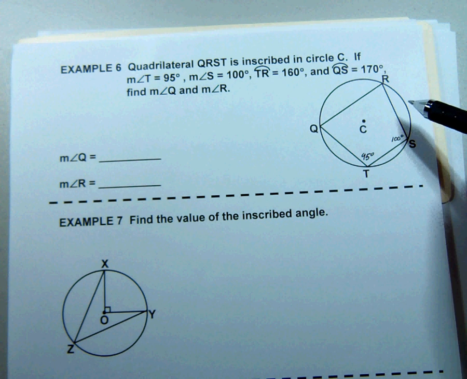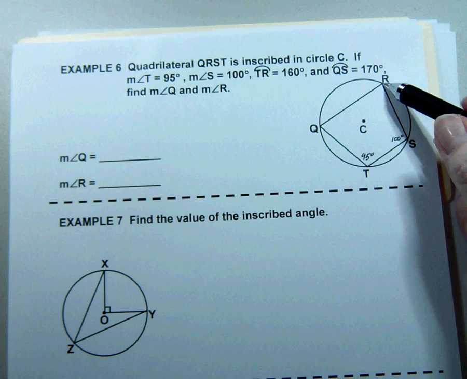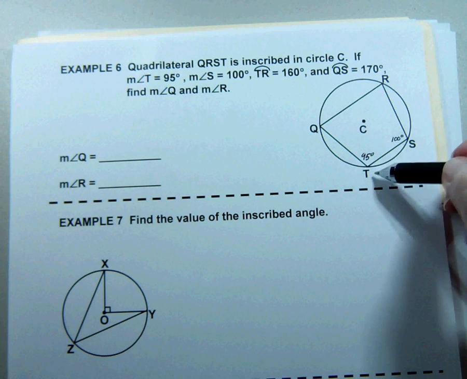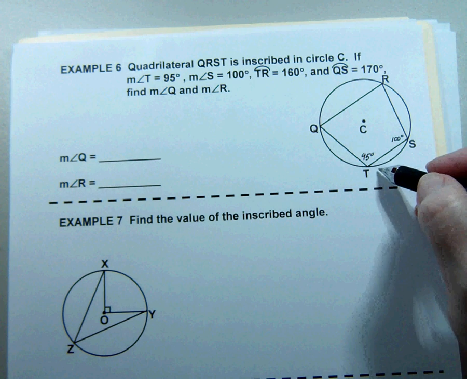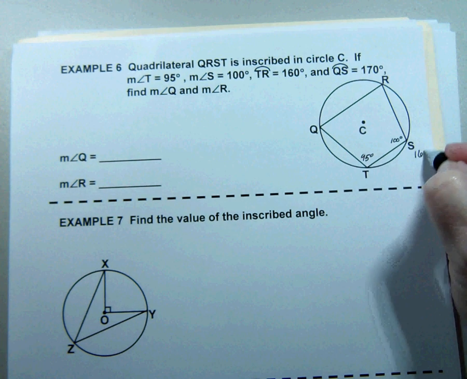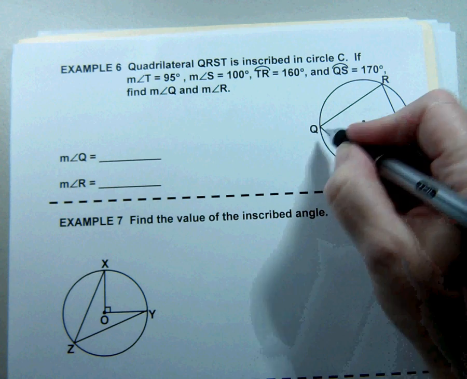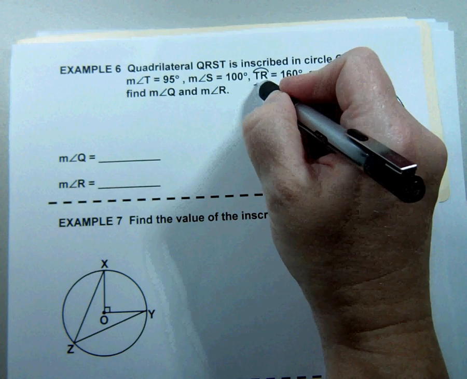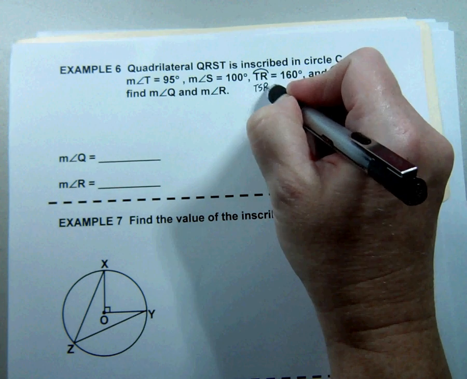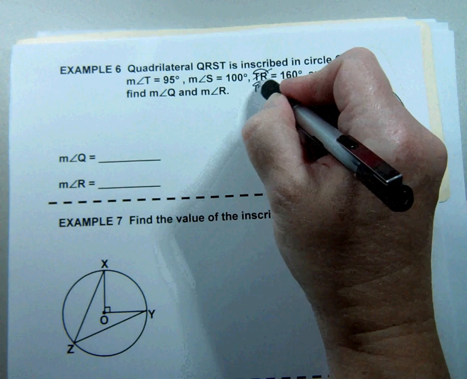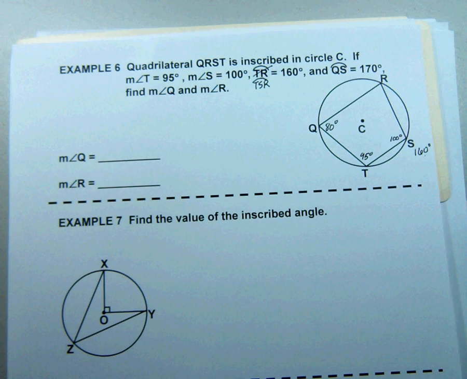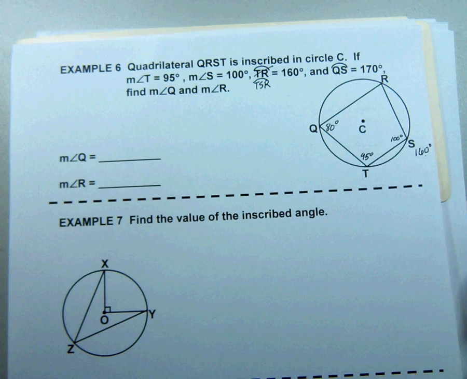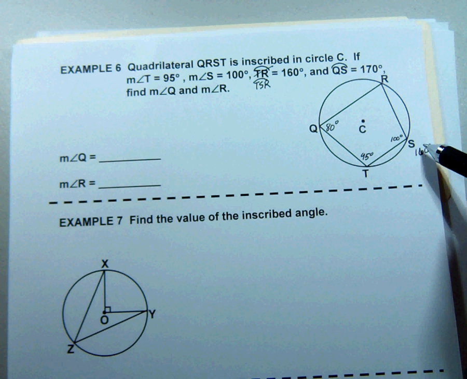I don't know if that means this way or this way. I guess it's going to have to mean this way because TR is 160 degrees. Half of 160 is 80, so that makes this one 80. It has to be R. You know what? I think I'd rather that say TSR. Why don't we cross that out and change that? TSR, the arc TSR is 160, so that inscribed angle would be 80 because it's half of the intercepted arc.